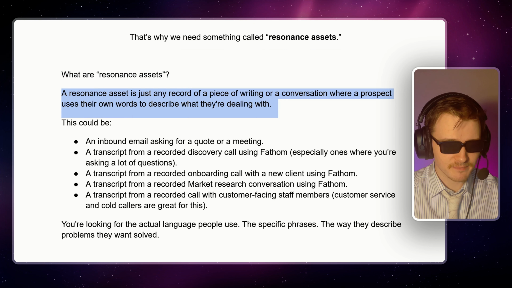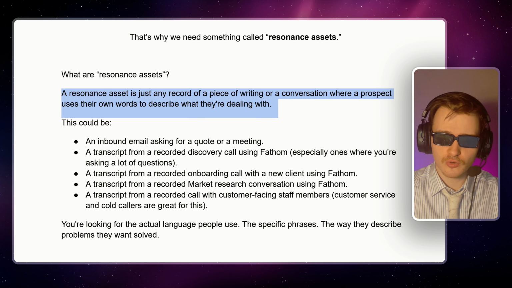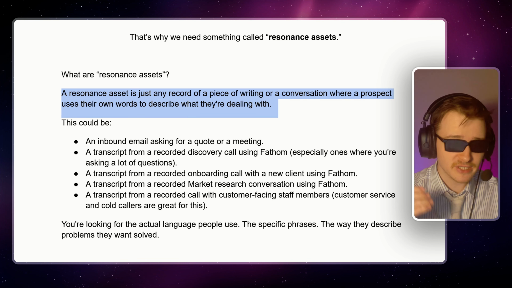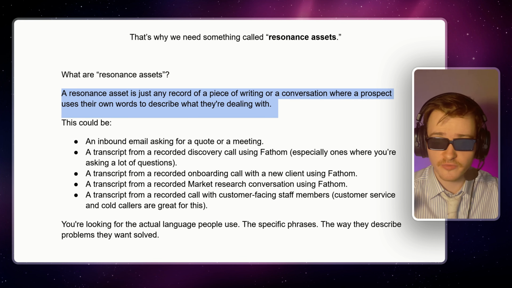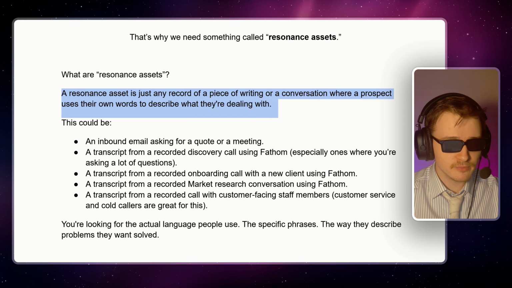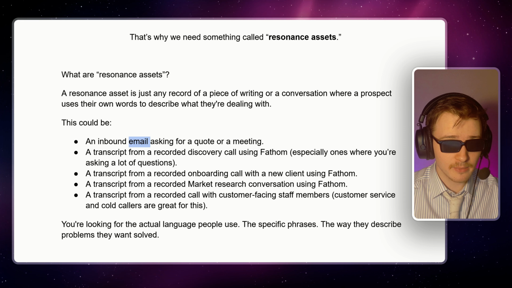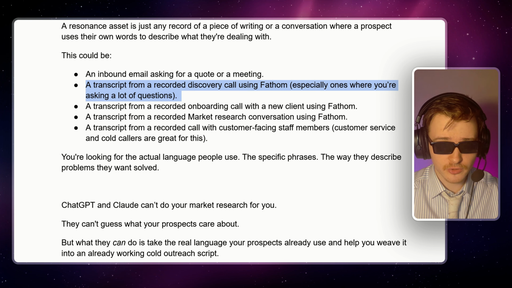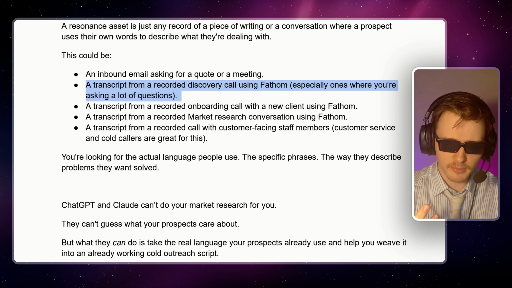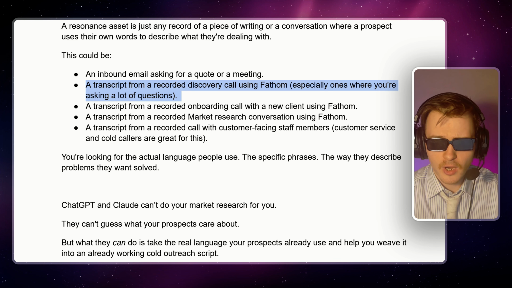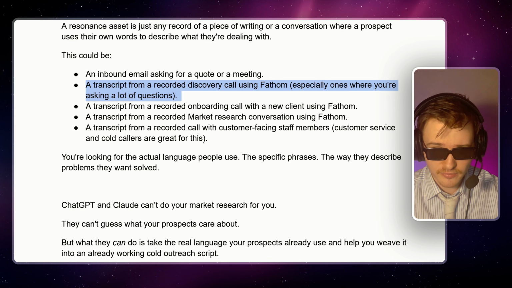A resonance asset is any record of a piece of writing or a conversation where a prospect uses their own words to describe what they're dealing with. So again, goals, pain points, their world. This could be anything from an inbound email asking for a quote or a meeting, to a transcript from a recorded discovery call using Fathom, especially ones where you're asking a lot of questions. In your discovery calls, you want to ask a lot of open-ended questions, so you can understand where they're coming from and see if you can actually help them.